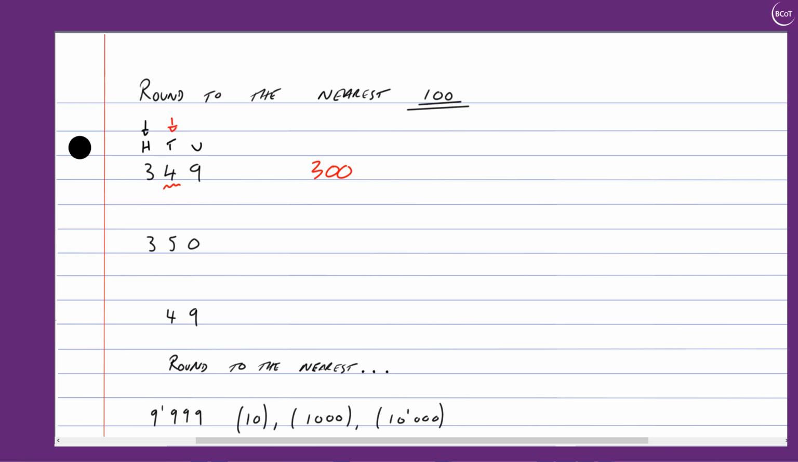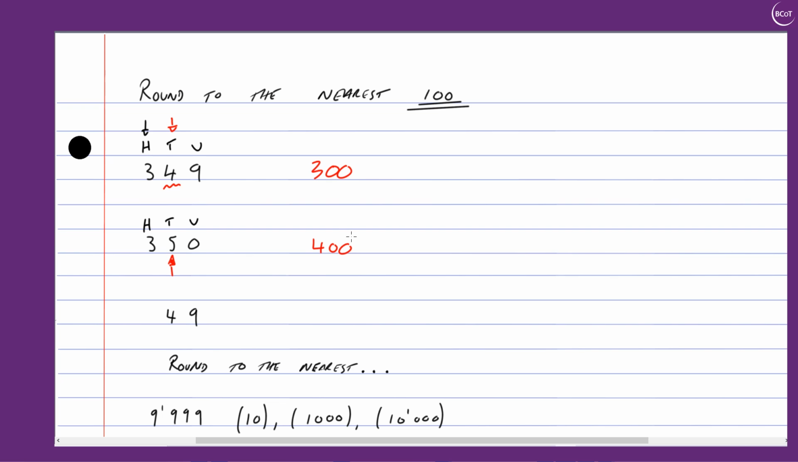And similarly with 350, it's always worth writing the place value columns above. If we're rounding this to the nearest 100, we need to look at the column to the right of the hundreds, which is the tens column. So we're looking at this 5, and because it's 5 or more, the number is going to round up to the next 100, which is 400. So that's the answer there.